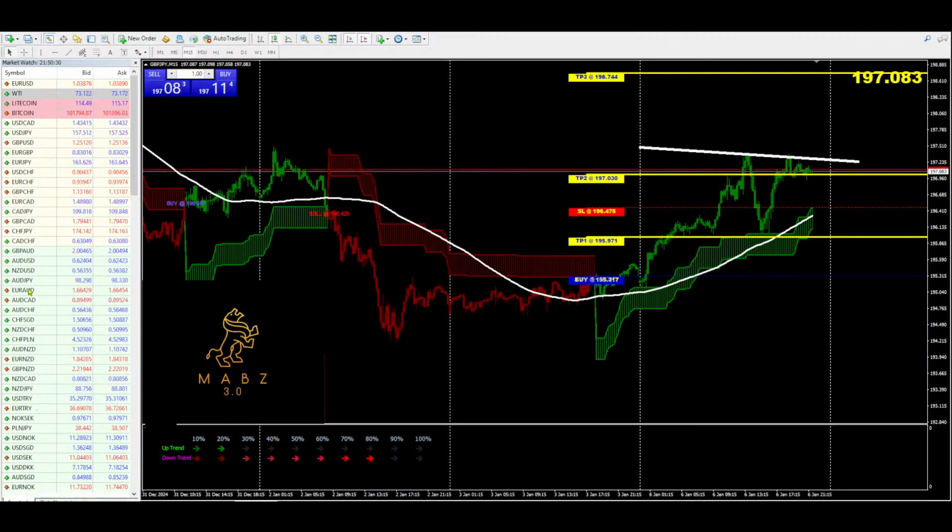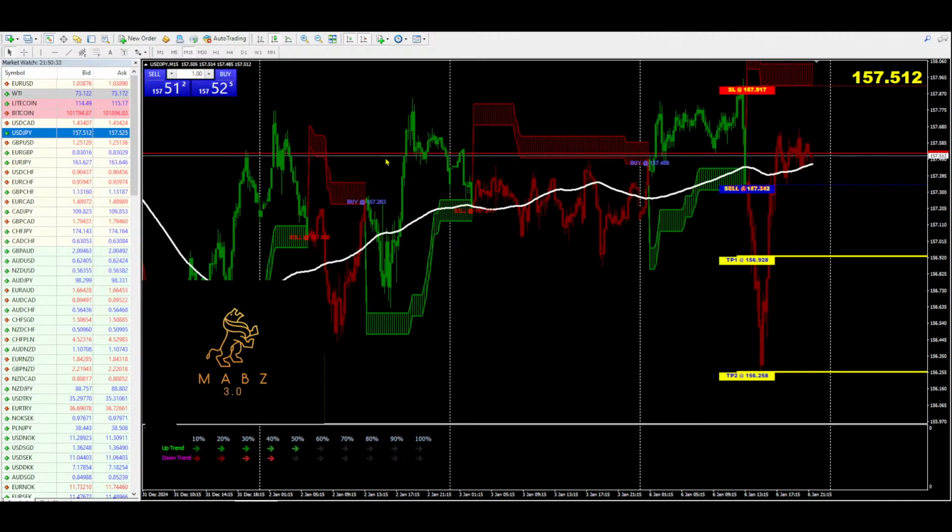USD JPY. I can't see it, guys. Okay, USD JPY, similar thing. We don't have a clear entry right now at this moment on the 15-minute chart.